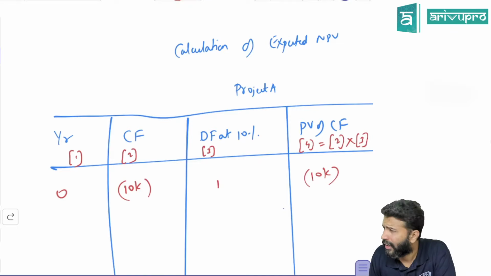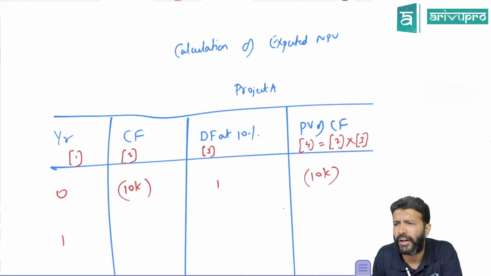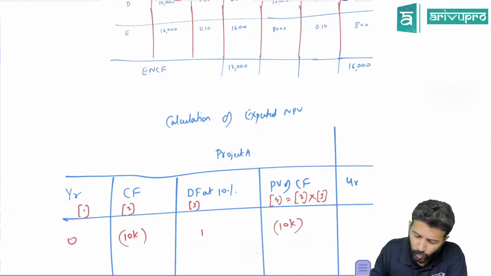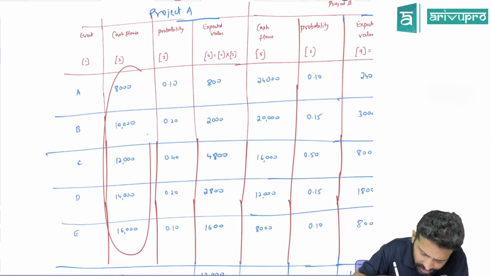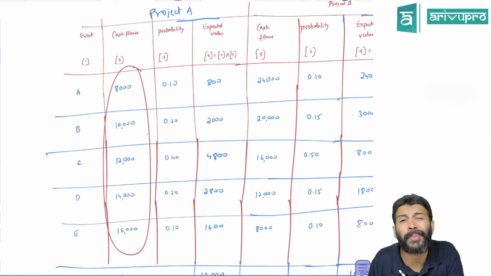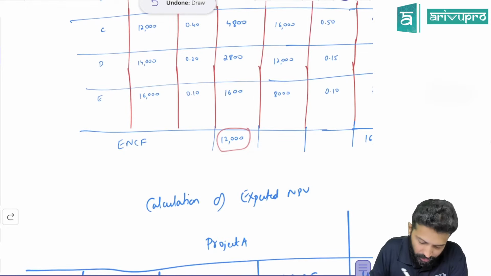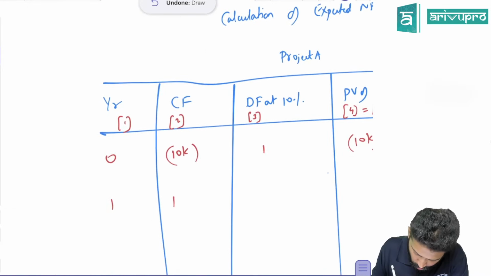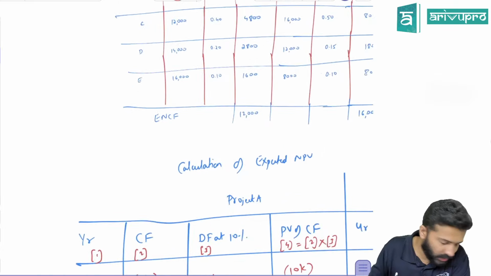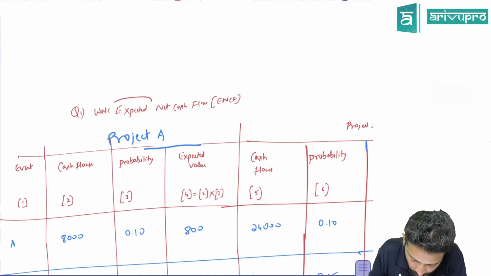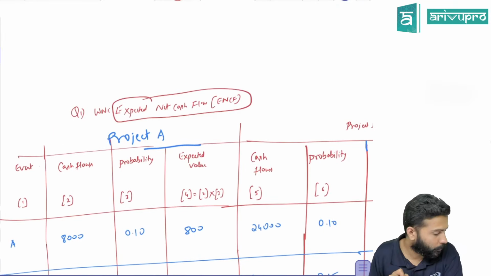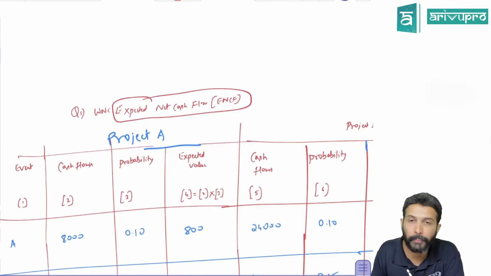Then they have given cash flows for multiple years or only one year? One year. Which one will you take for project A, these cash flows or the expected net cash flow? Expected net cash flow. How much is that? 12,000. Take this 12,000. ENCF stands for expected net cash flow. Here only I have written expected net cash flow.